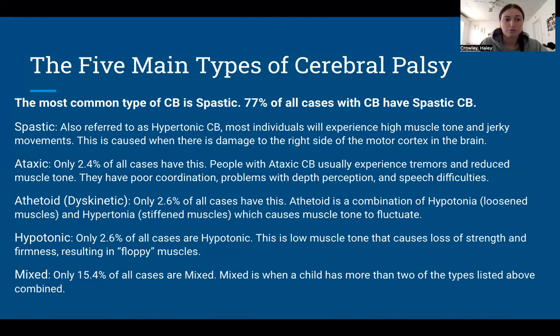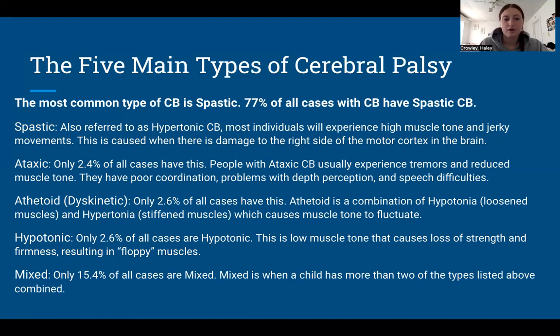Ataxic. Only 2.4% of all cases have this. People with ataxic CP usually experience tremors and reduced muscle tone. They will have poor coordination, problems with depth perception, and speech difficulties. Athetoid, also known as dyskinetic. Only 2.6% of all cases have this. Athetoid is a combination of hypotonia, which is loosened muscles, and hypertonia, stiffened muscles, which causes muscle tone to fluctuate.